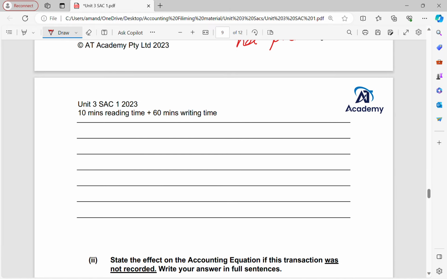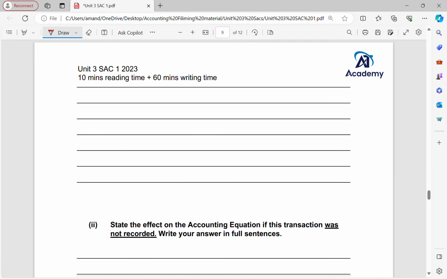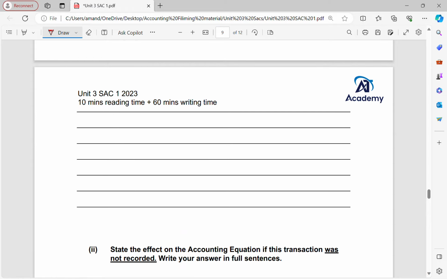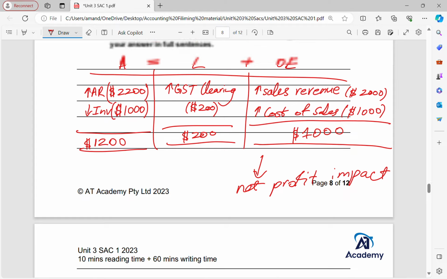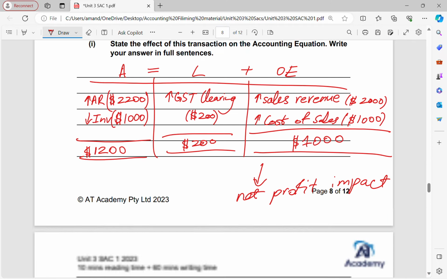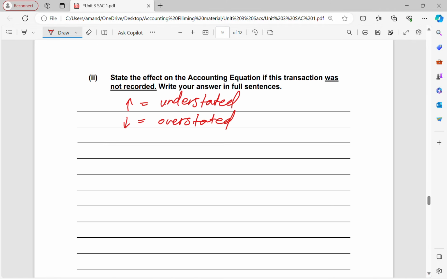Same thing, we've already set this, state the effect on the accounting version of this transaction was not recorded. You kind of just use that same table and just sub it in for whenever it was increasing, you just say understated, and for decrease, you just say understated. Use the same words and just finish the table.